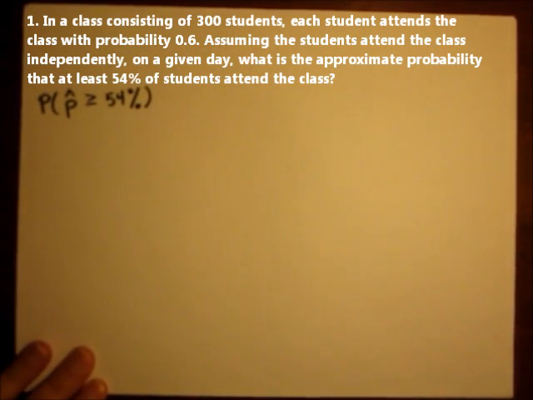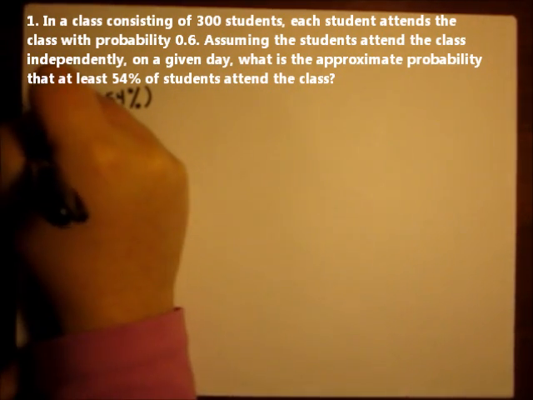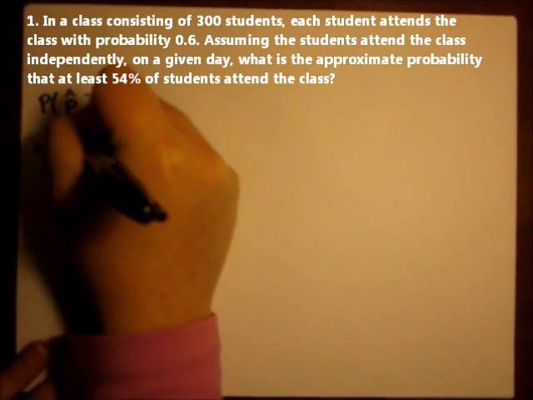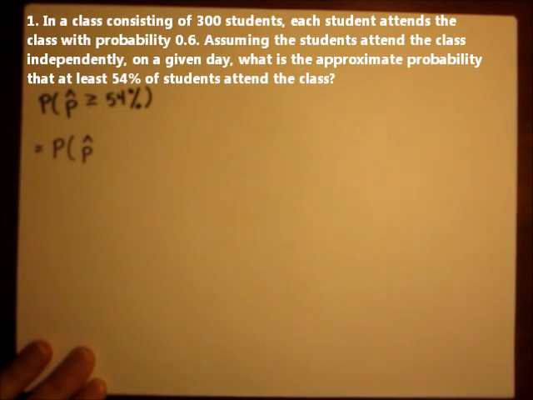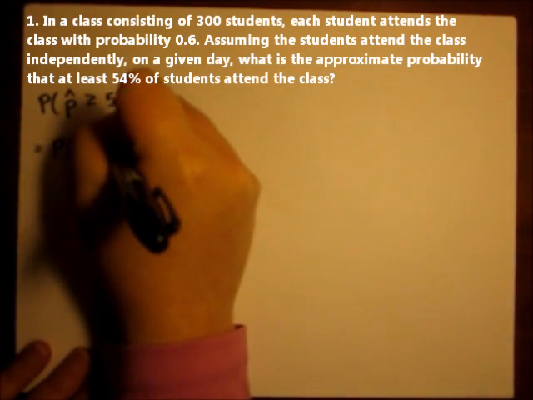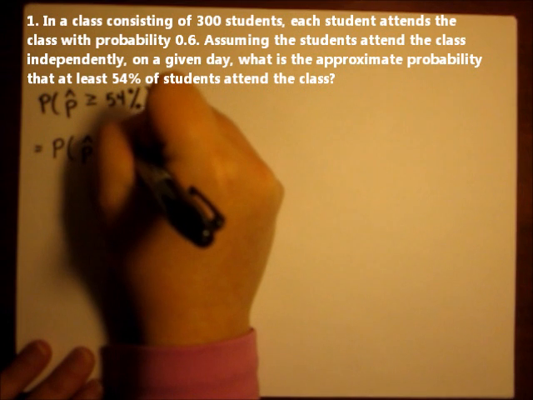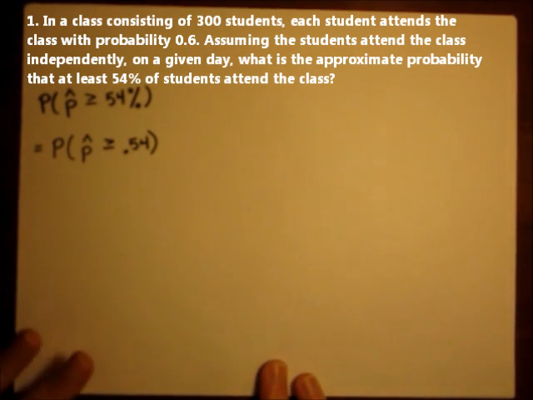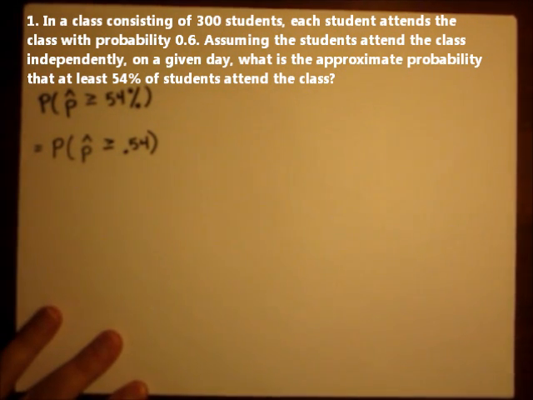Now, as you may have noticed, many of our formulas require that a proportion is in decimal form. So what we really want to do first is rewrite this as the probability that the proportion of students who show up to class out of the 300 registered students is bigger than or equal to 0.54. Okay, so it is important to use the correct form when we're using our formulas, and the correct form for a percentage is always going to be a decimal. Okay, so how do we do this?